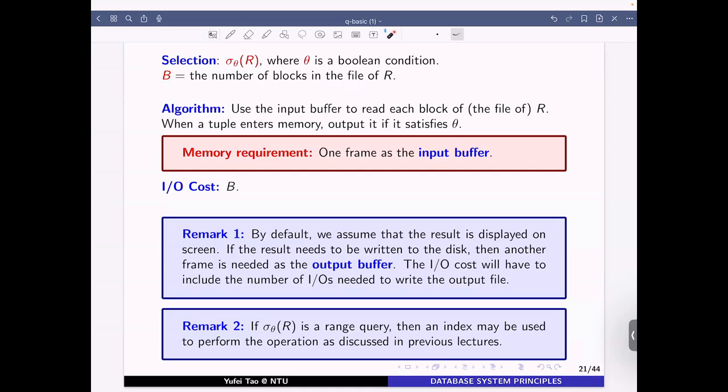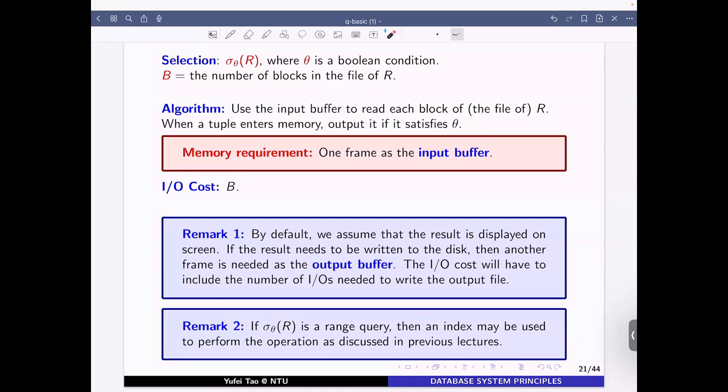So here is a very simple algorithm. You simply read every block of this relation R, and then for every tuple, when it's read into the memory, you check inside the memory to see if it satisfies theta. So this is fairly simple. This is basically just one scan over the entire relation.